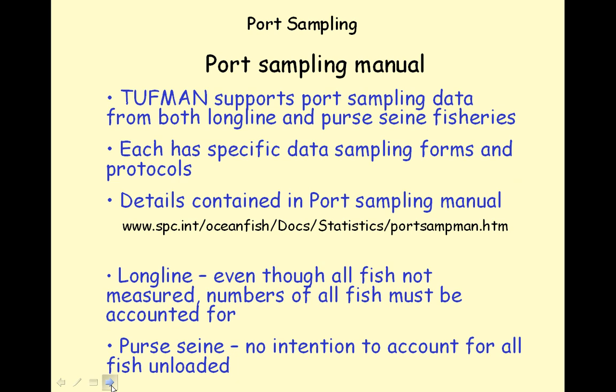For example, in the longline form, even though not all fish may be measured, the numbers by species must be accounted for on this form. It is important that the data collection account for all unloaded fish from a longline vessel, that is, the exports, cannery-bound fish, and those fish bound for the local market. While on the purse seine form, there is no intention to account for all fish unloaded.